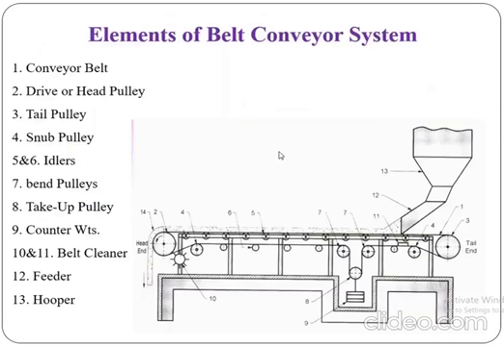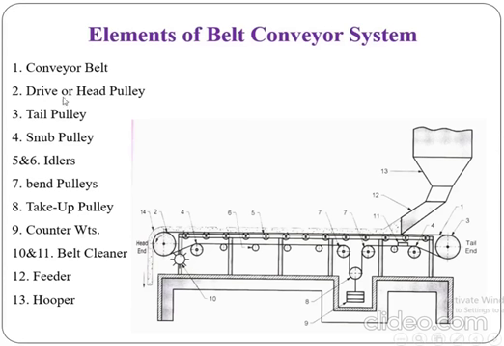Then elements of belt conveyor system. So there are 13 elements of the conveyor system. If you look at the diagram very carefully, the numbers are already given, like 1, 2, 3, 4 up to 13. So one by one we'll see. First one is the conveyor belt. If you look at number 1, yes, conveyor belt. So here is the conveyor belt. It rolls over the rollers, the drive pulley, tail pulley, and the idlers.